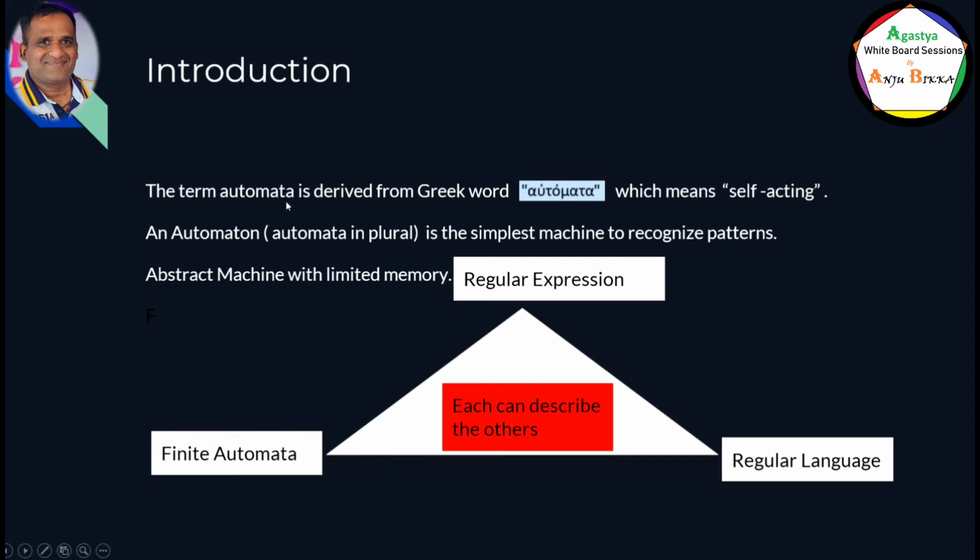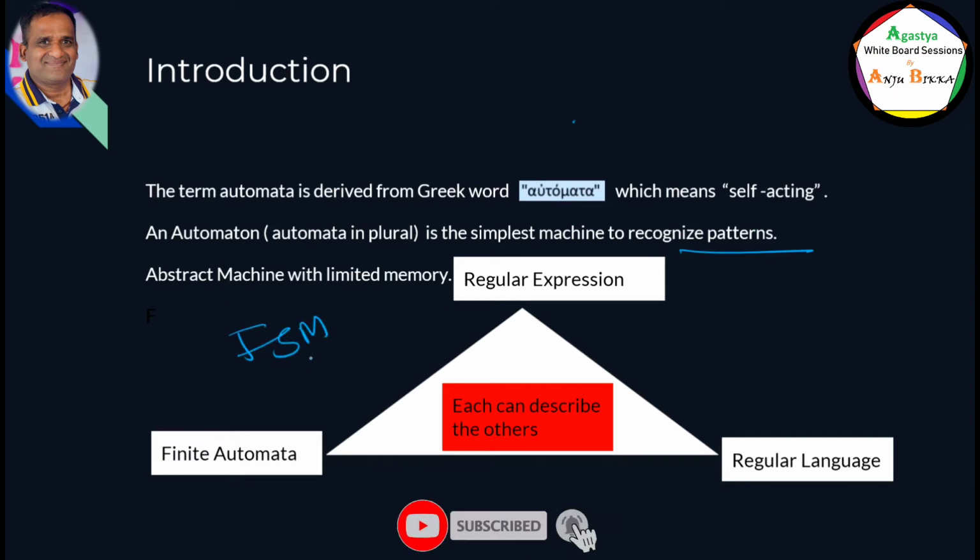So what is a finite automata? The term automata is derived from a Greek word which means self-acting. Now, automaton is the singular word, and automata is the plural. What is an automaton? This automaton is the machine which recognizes patterns.